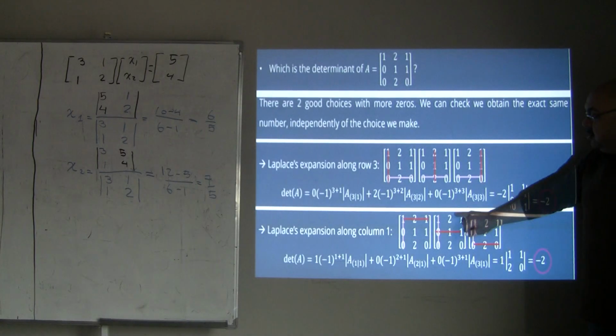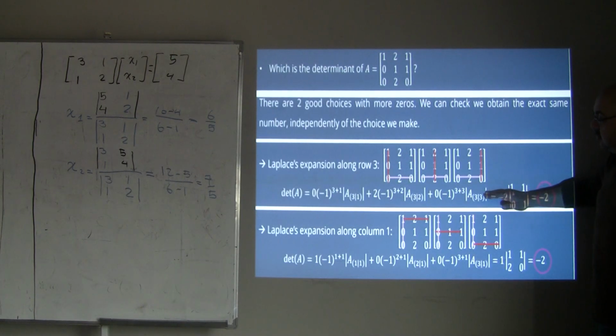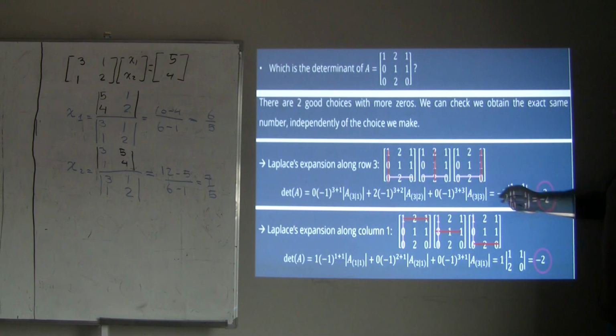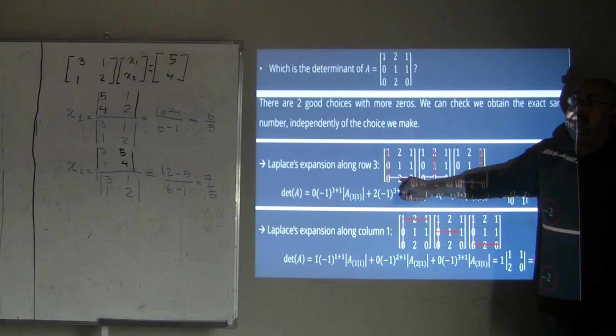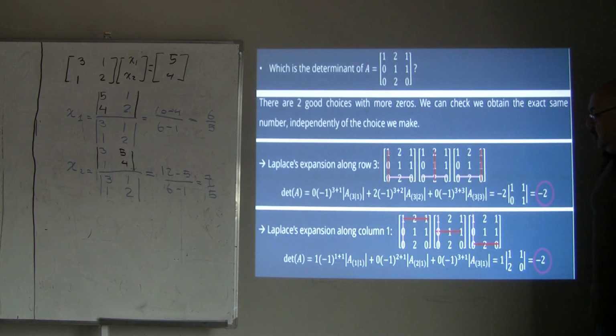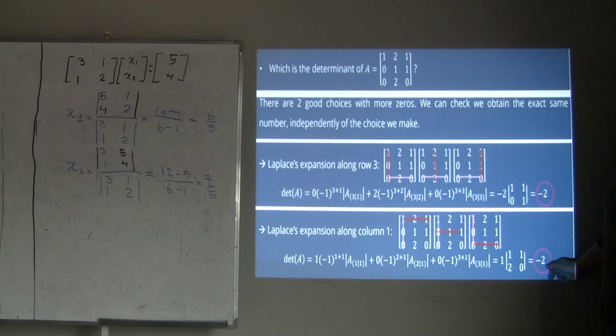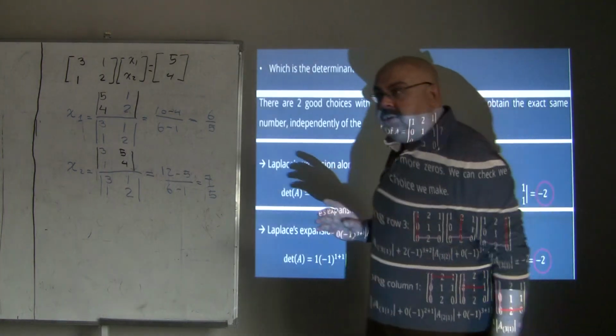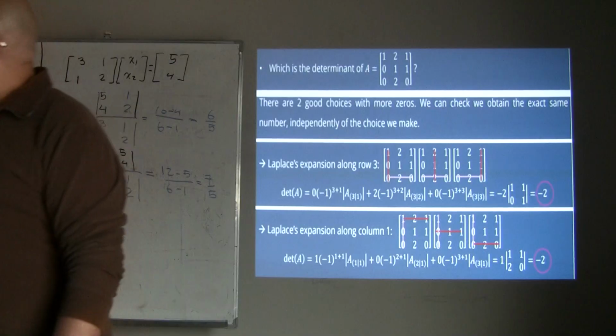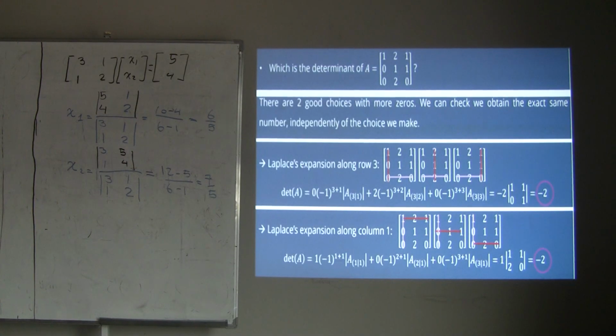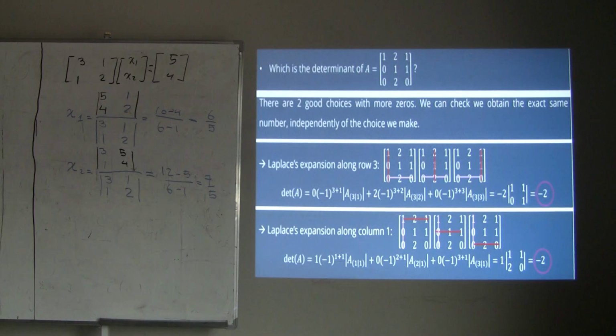Same way if I'm using columns. Whether you're using rows or columns, it's exactly the same. Here he used the third row elements instead of the first row, and also he showed you how to use the first row. The result is exactly the same. So actually, your question is answered again. You can use any row or any column. As long as you are using the sign rule correctly, you will have the same result.